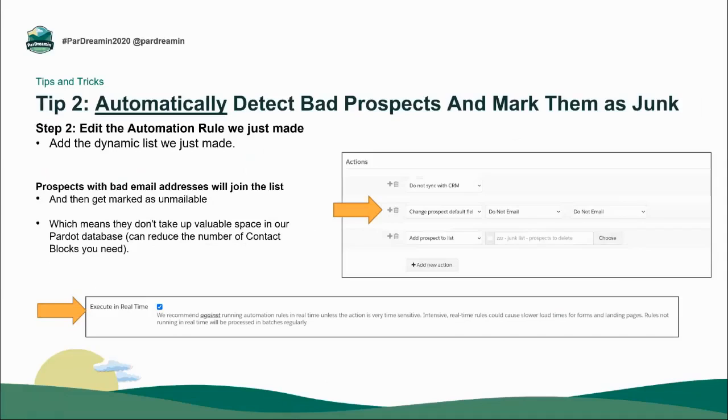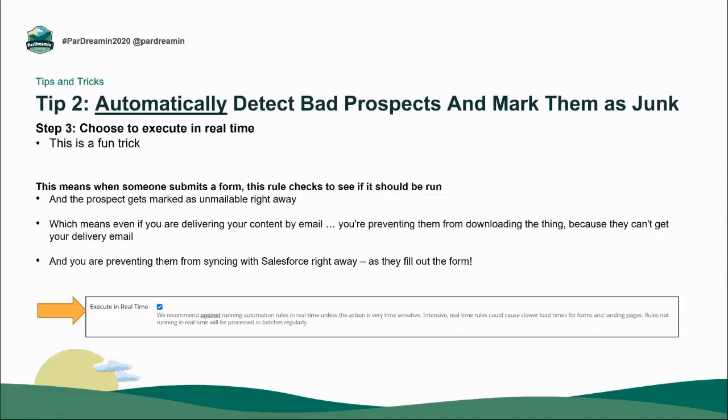The thing I want to point out is this feature at the bottom of automation rules called execute in real time. I don't usually recommend turning this feature on, but it works really well with this sort of thing. It's a fun trick, and it doesn't mean what it sounds like. It doesn't mean that this rule is constantly running and checking. It does run in the background like a normal automation rule. But when somebody fills out a form, the form actually pings this automation rule and checks if something in the form submission means that this automation rule should fire immediately, before other form completions are done.